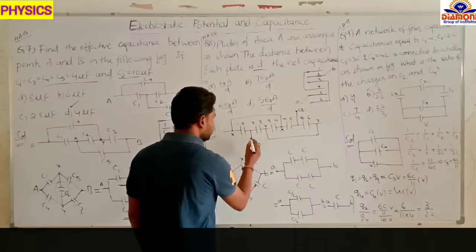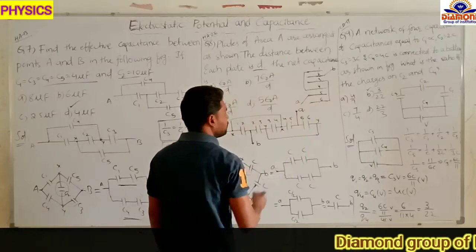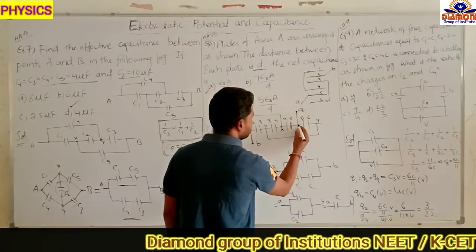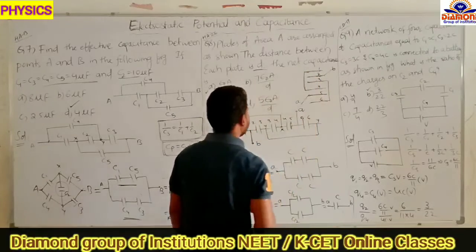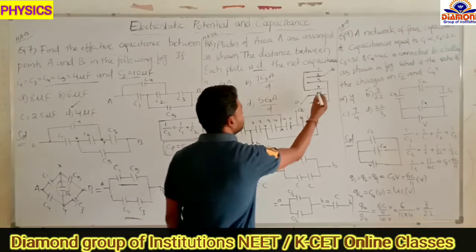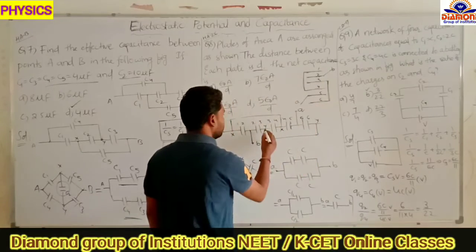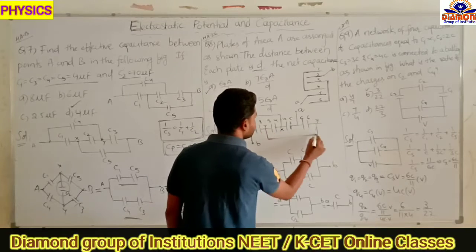So B is connected in between the second plate, and A is connected to the fifth plate. Plates 1 and 4 are connected by a wire, and 3 and 6 are connected by a wire.